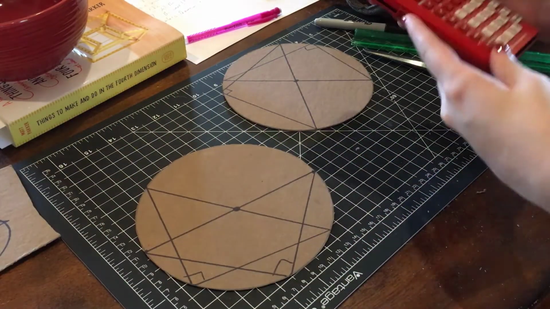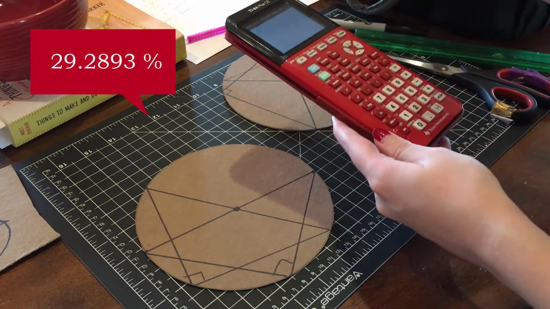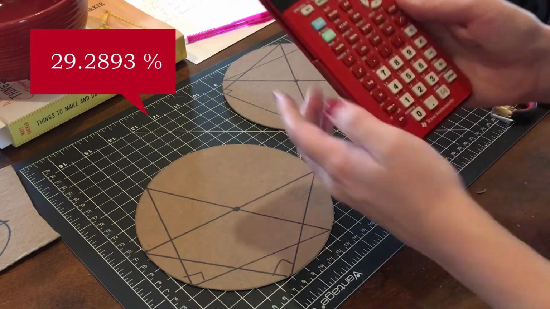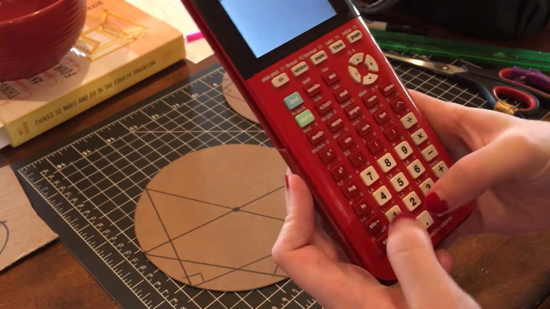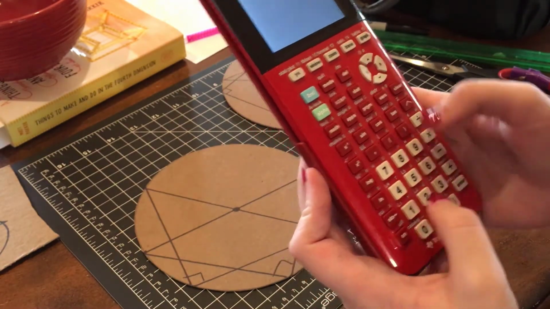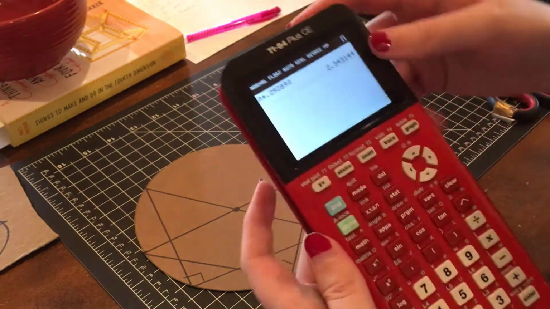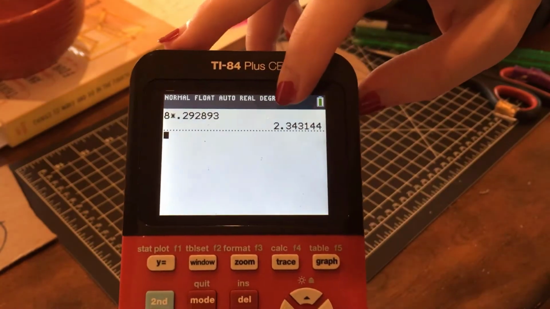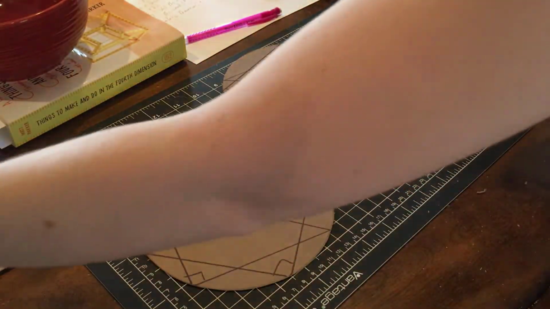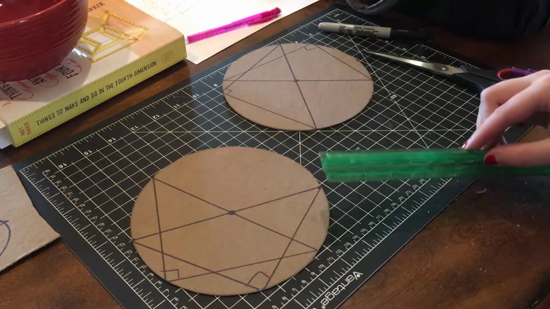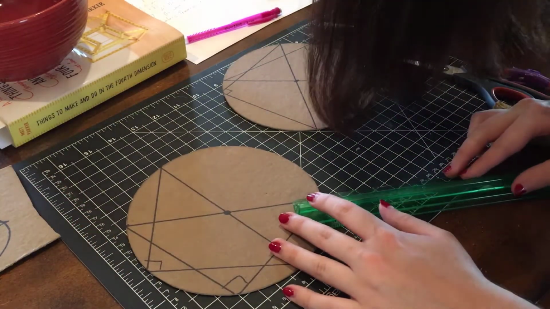Okay, so if our radius is 8 centimeters and our magic percentage is 29.2893%, what we're going to do is take our calculator and multiply our radius times 0.2893. And that gives us that we need to cut in about 2 1/3 centimeters. So let's take our ruler again and measure that out as exactly as we can.